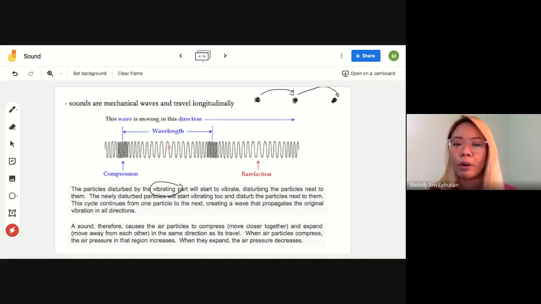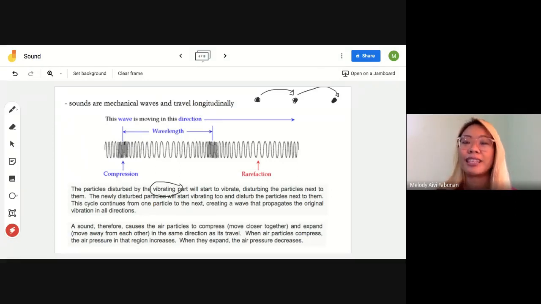So for example, yung isang wave, na-reach niya na yung particle na yon, it will go down, and then it will transfer to the next particle, and then it goes down and transfers to the next particle again. Okay? And because of this movement of transferring from one particle to another, it causes some of the wavelength to move closer to each other and some of the wavelength to move away from each other.